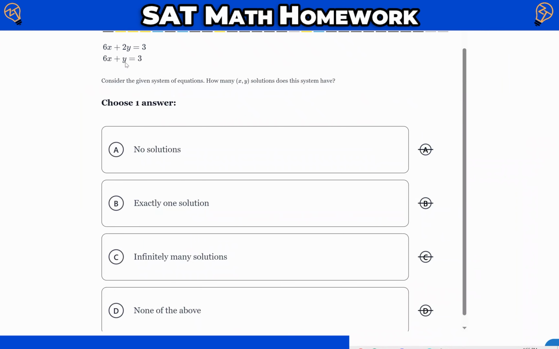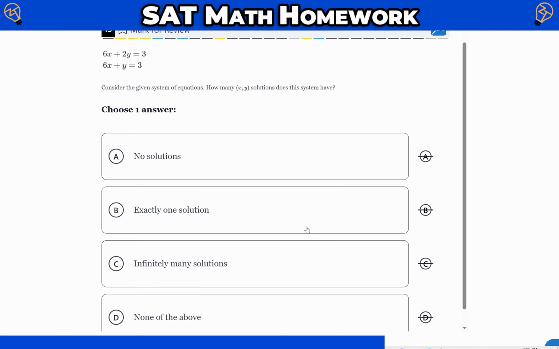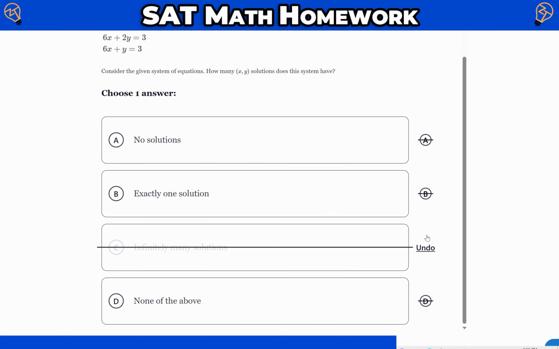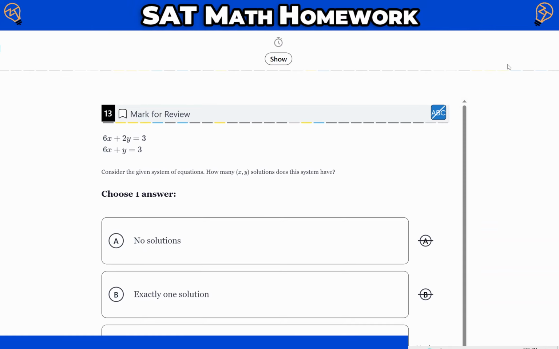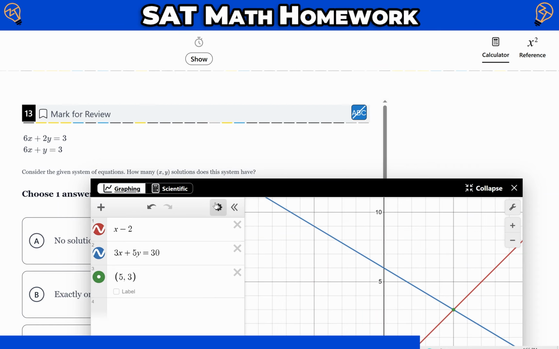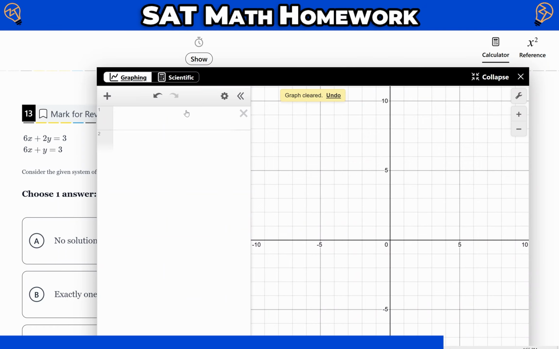Now, you can already see that they're not the exact same line, because how can they have the same x coefficient but different y's? So it's not going to be infinitely many solutions, and if we want, we can eliminate it. But the point is, let's go ahead and graph this in Desmos, remove any other equations we have by clicking the gear icon and delete all, and then we'll type this in.